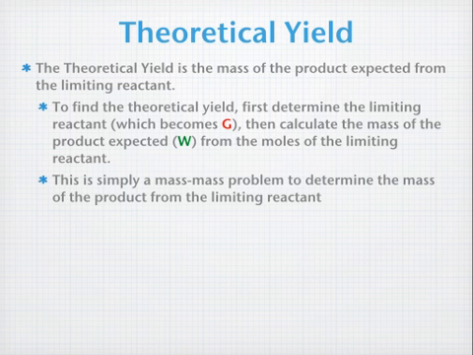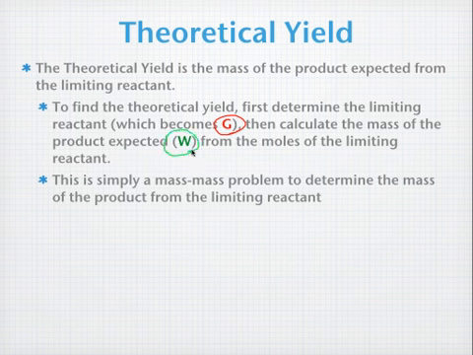In this case, this is just a stoichiometry problem like you've done many times before, in which you start with the limiting reactant. And the limiting reactant now is going to become the given. So this is like what we saw in the last lesson. So the limiting reactant becomes the given. And then the next thing we're going to do is ask you to find the mass of the product formed.